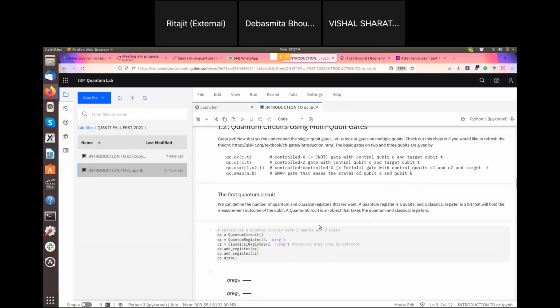Now, if it is a 2 qubit circuit, let's design how we can make a 2 qubit circuit.